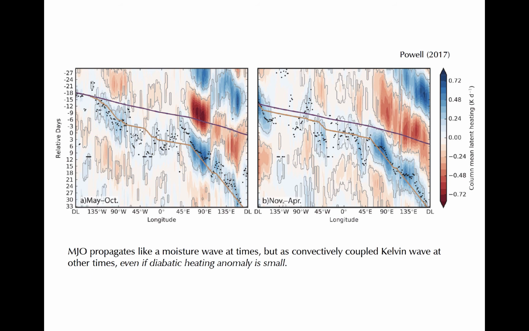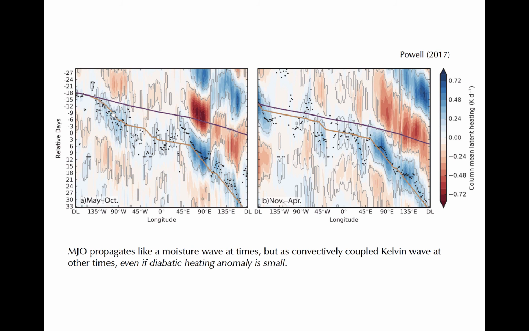A study of successive MJO events, meaning those that are immediately preceded by another MJO event, shows that the MJO propagates over the Indo-Pacific at the theoretically derived phase speed, as shown before, but more like a convectively coupled Kelvin wave over the Western Hemisphere.